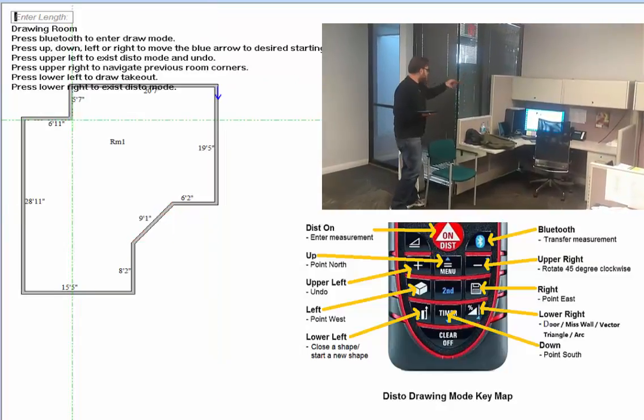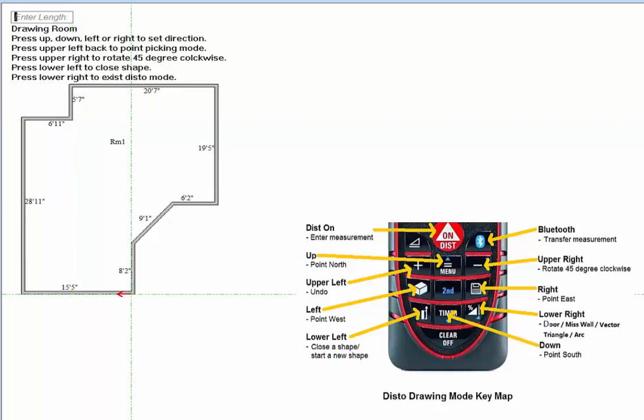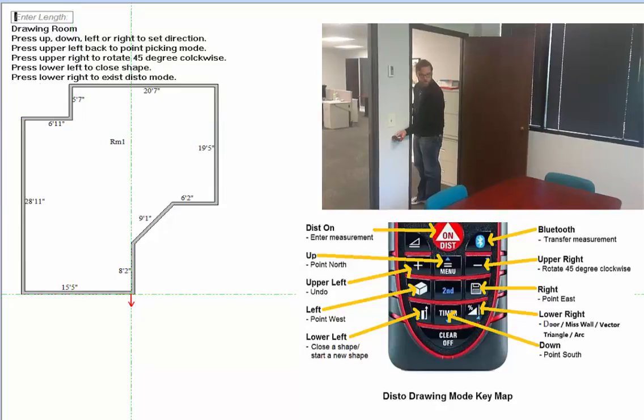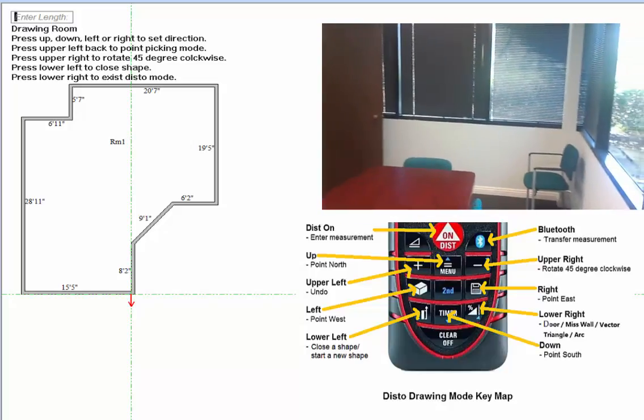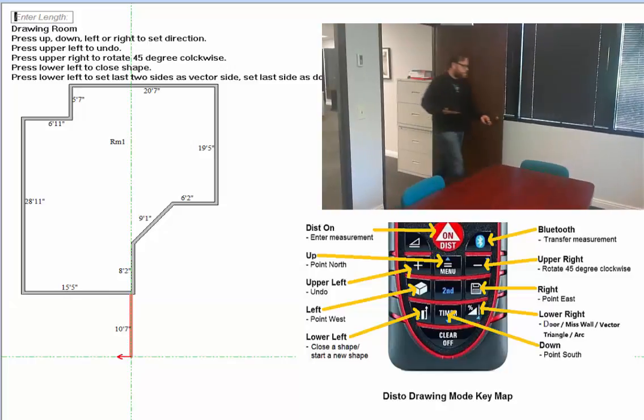Once the last wall has been measured, you can press the lower left button to close out the room. For simple rectangular rooms, you can simply take a width and length measurement and then close out the room by pressing the lower left button.